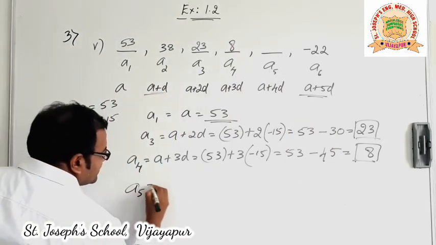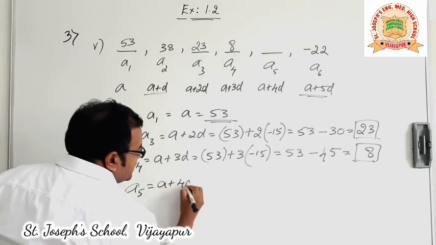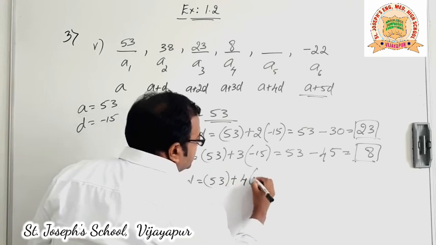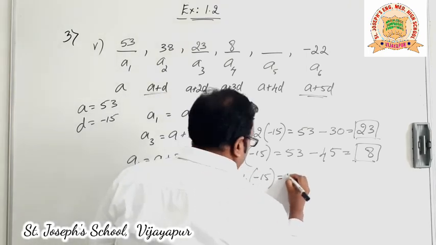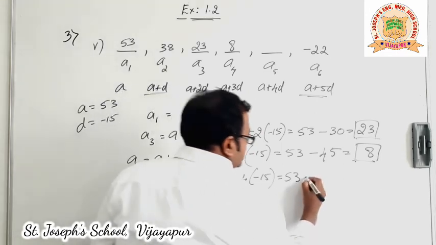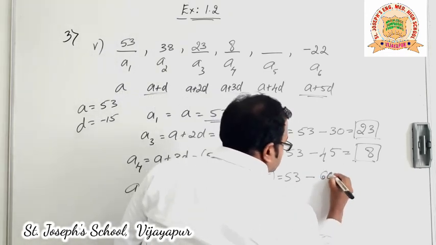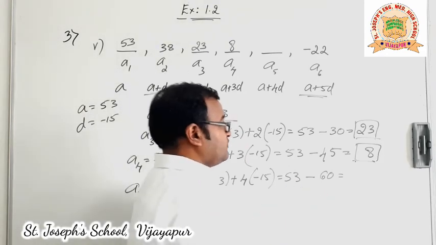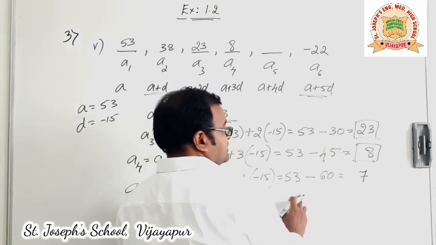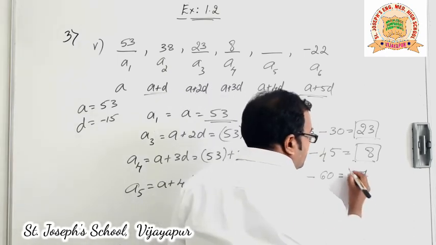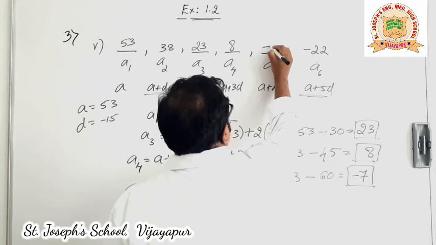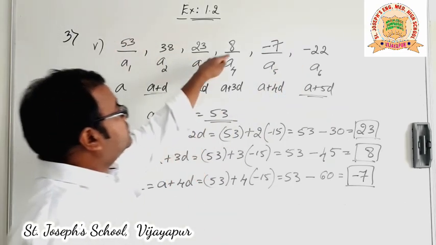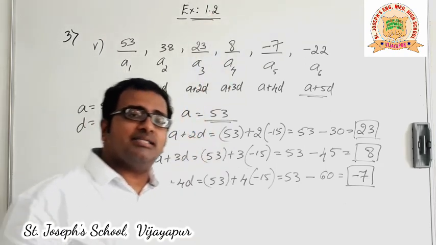That is A5 is equal to A plus 4D, which is equal to 53 plus 4 into minus 15, which is equal to 53 plus into minus, minus 4 15s are 60, which is equal to, now again both opposite signs, so subtract. 60 minus 53 is 7, but this time bigger number sign is minus, so it will be minus 7. Missing number is minus 7. So what are the missing numbers? 53, 23, 8 and minus 7.